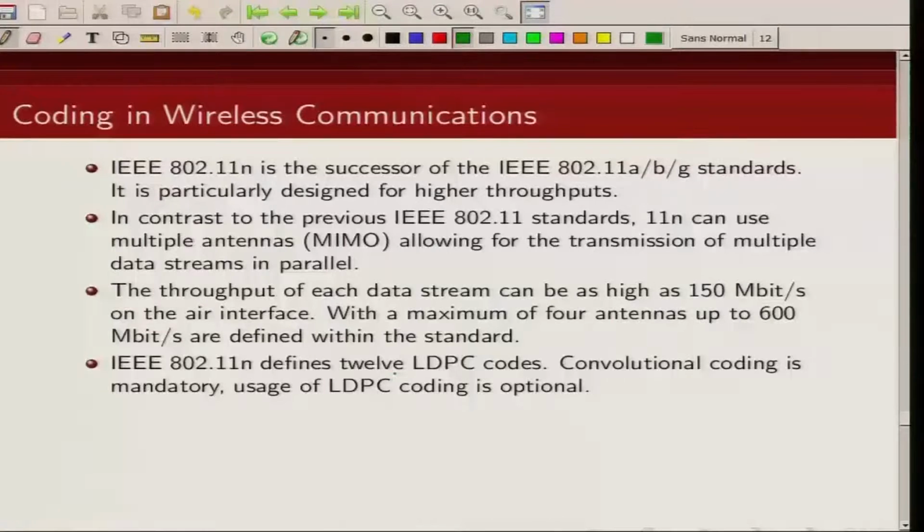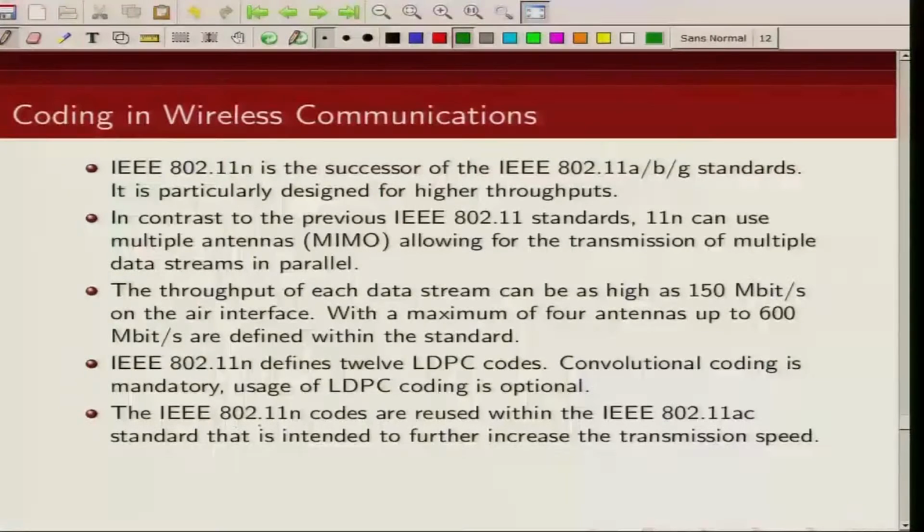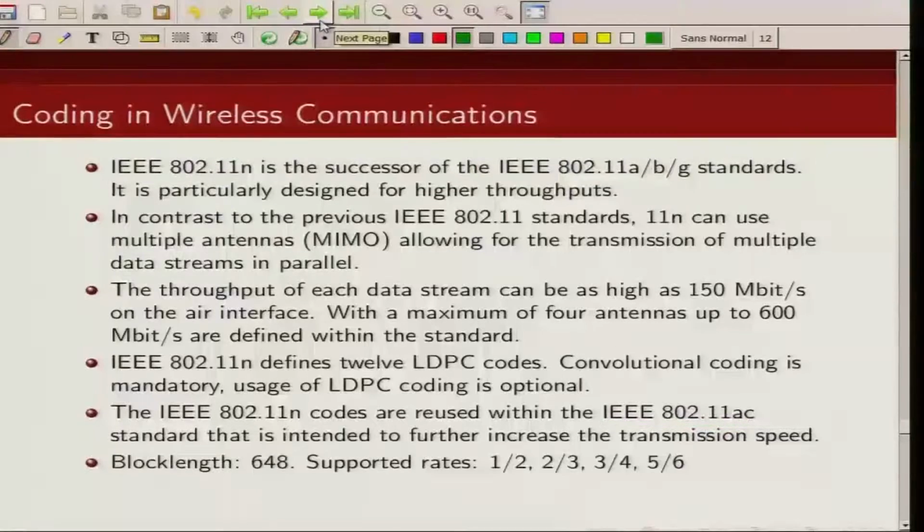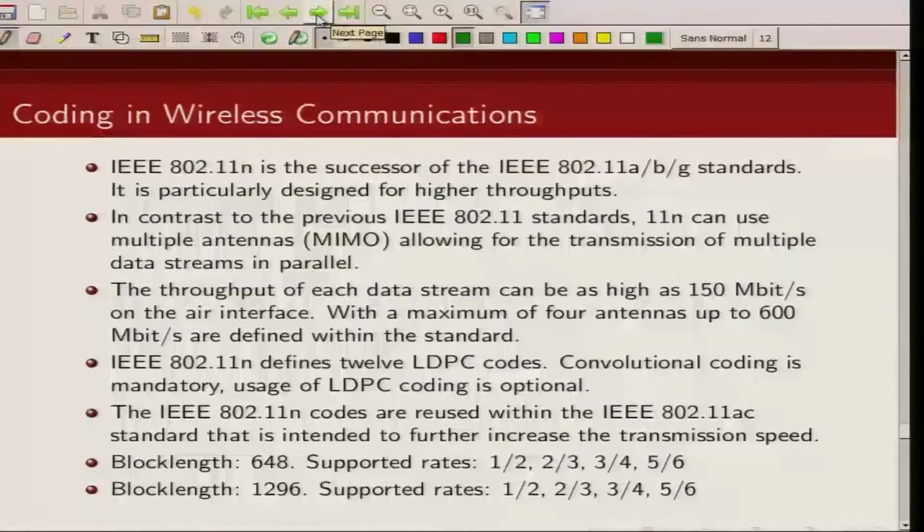Now, use of LDPC codes in this standard is optional. The mandatory requirement is convolutional code, but they have specified LDPC codes which are optional, which can be used, and then these codes have been further reused in the 802.11ac standard to further increase the transmission rate. I list here some of the block lengths which have been supported. Block length 648, and these are the various code rates supported here. Similarly, for block length of 1296, these are the various code rates which have been supported.